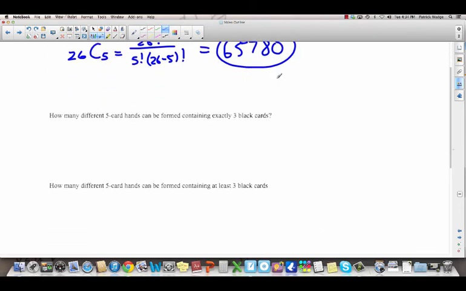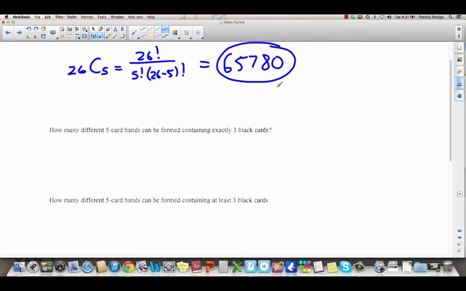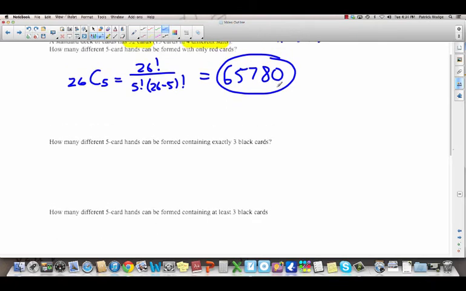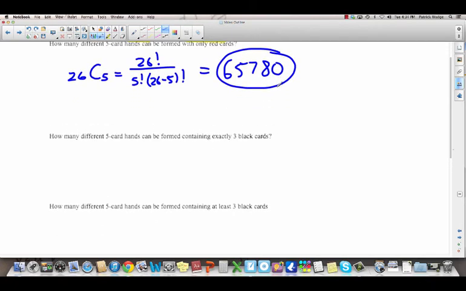Now, how many different 5-card hands can be formed containing exactly 3 black cards? Well, if you're going to get 3 black cards, what exactly do you need to get? You need to get 3 black cards, and you also need to get 2 red cards. So we're going to have to figure out how many outcomes there are for both of these, and then multiply them together.